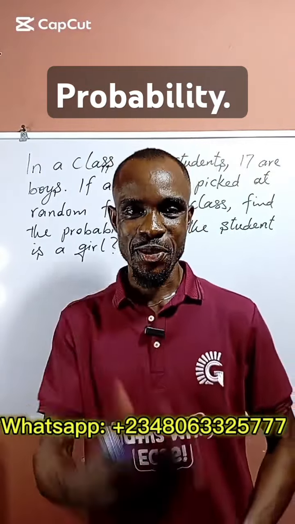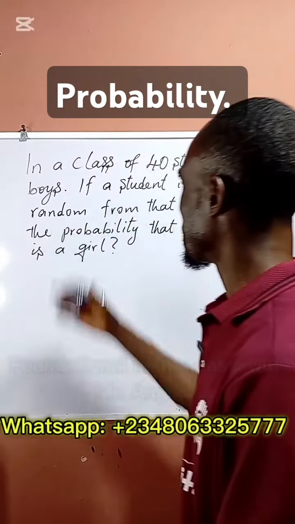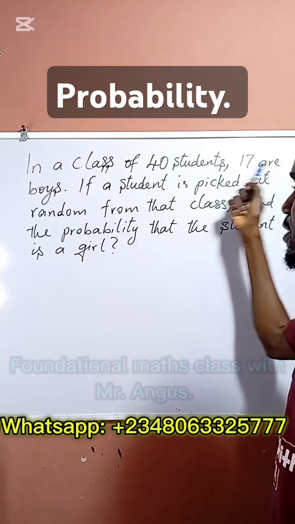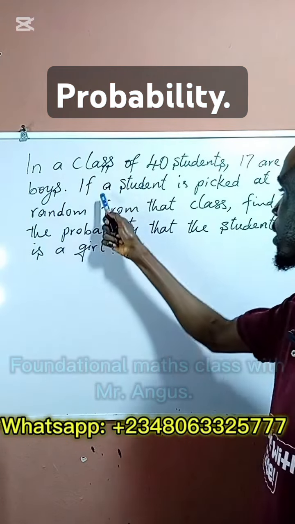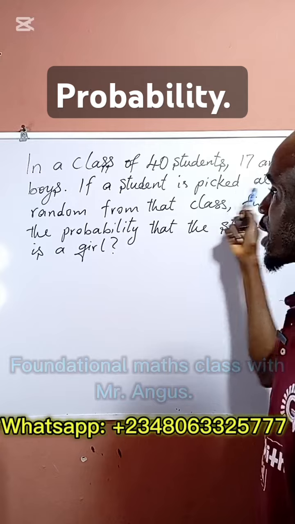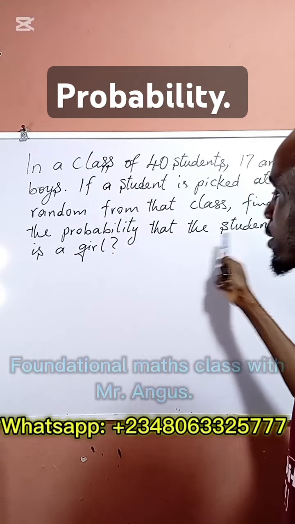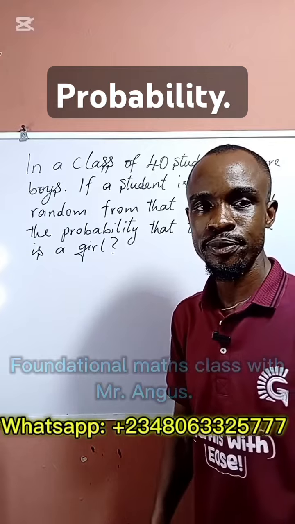Hello friends, you are welcome to today's class. Here we have, in a class of 40 students, 17 are boys. If a student is picked at random from that class, find the probability that the student is a girl.